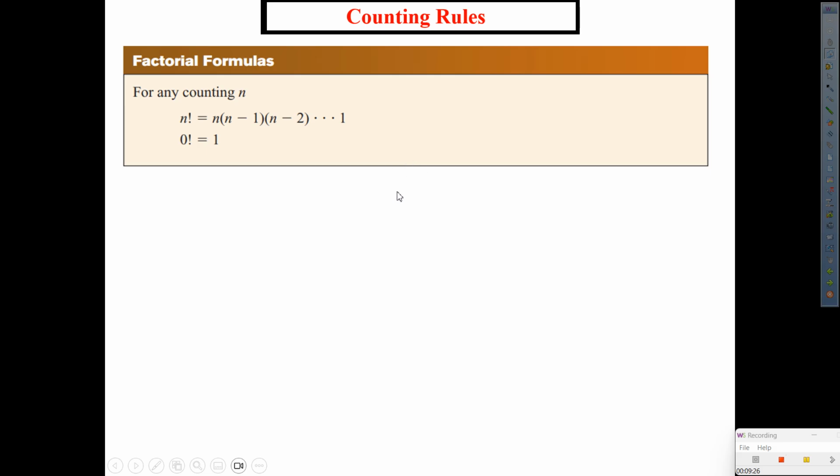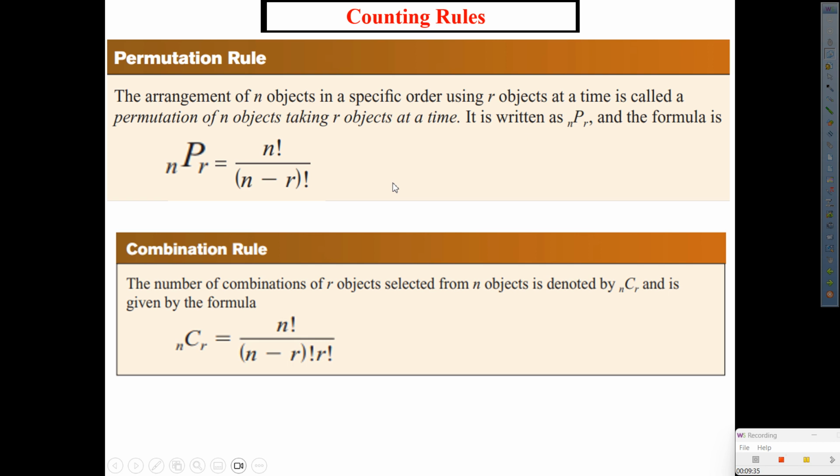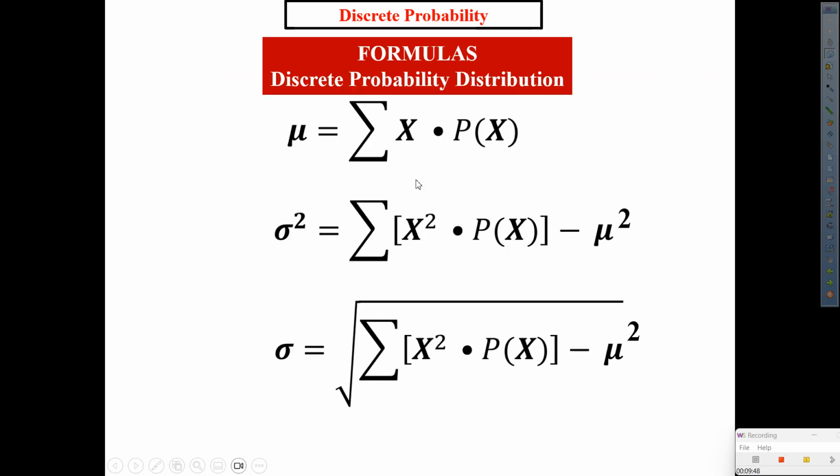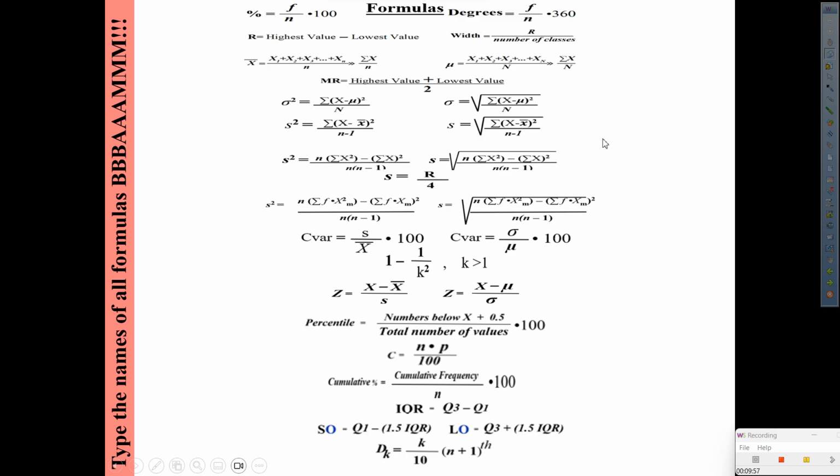And some of you are not even paying attention, all right? And then we went to permutation and combination. Then we went to the binomial distribution. And then from there, we landed with these last 3 for probability distribution. But let's not forget our first ones.